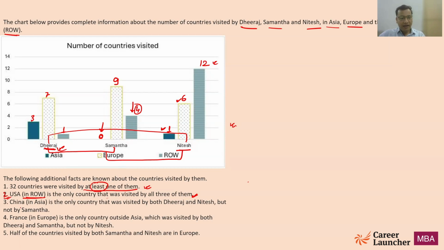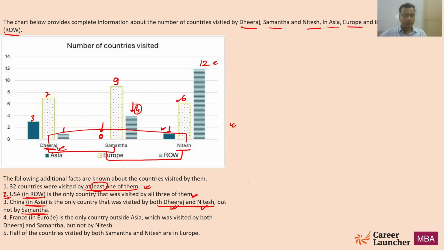Now, third, China in Asia. China, which is given as in the Asia continent, is the only country that was visited by both Dheeraj and Nitesh, but not by Samantha. That means China is the only country which is visited by Dheeraj and Nitesh only, not Samantha. So Samantha has not visited this country, right?